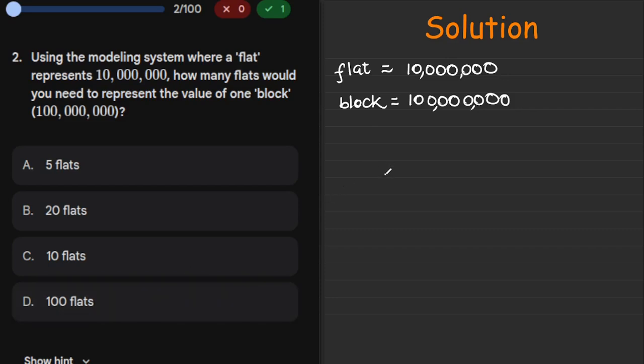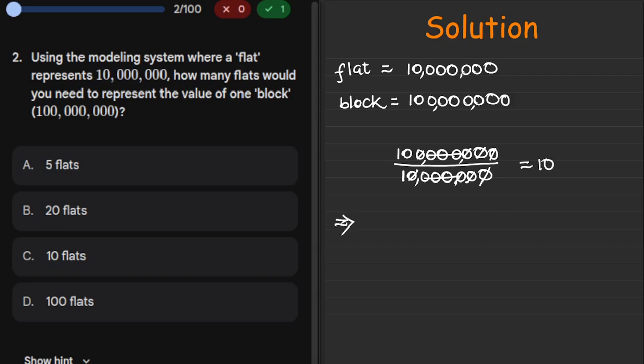A block. And what is that going to be? We are just going to divide the quantity or the units that represent a block by what we have for a flat, just as we did for the previous one. So this cancels this. We have 1, 2, then all these 3 are also taken by this, and then this 0 also takes out this. At the end, we are going to get what? A 10. It simply implies that we are then going to need 10 flats to represent a block. As simple as that. Let's go to our next question.